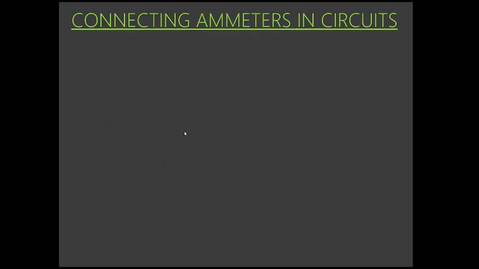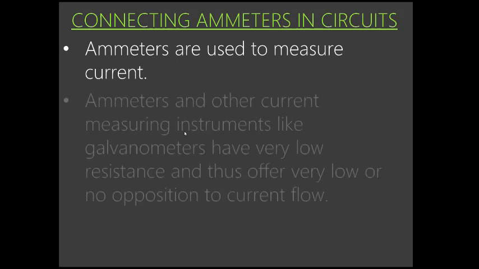Now remember, ammeters measure current, so they must allow as much current as possible to pass through them. Therefore, they must have the least resistance possible. And for that matter, they should be connected in series so that all the current that's available for measurement passes through them. Ammeters are used to measure current.